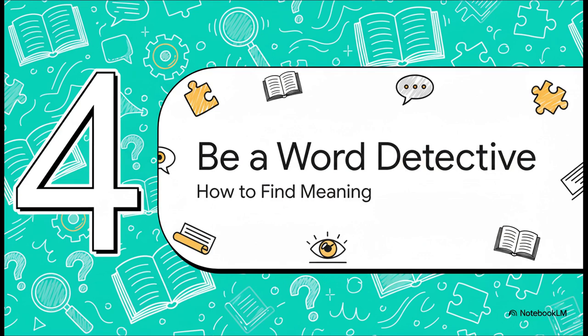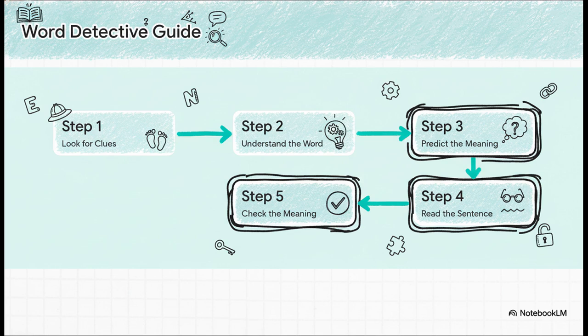All right, for our final section, we're going to put everything together. We've looked at stories, sentences, and words. Now, I'm going to give you the master key, a method for becoming a word detective, so you can figure out any new word you come across without even grabbing a dictionary. This 5-step guide is basically your detective's handbook. You start by looking for clues hidden in the sentence, use those clues to predict what the word might mean. Then you reread the sentence with your prediction to see if it works.